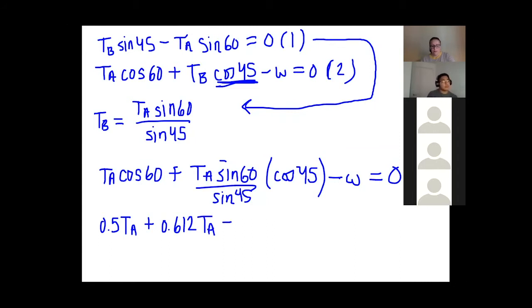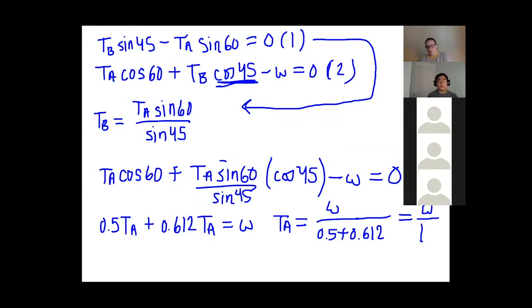And I can put W on the other side of the equation as I would like to separate my TA from the rest of the problem. So this is a little easier to look at than the previous problem, but it's the exact same values. And now solving for TA, I get that TA is equal to W over 0.5 plus 0.612. Or in other words, TA is equal to W over 1.11, just about. So that would be our final answer for what TA is equal to.